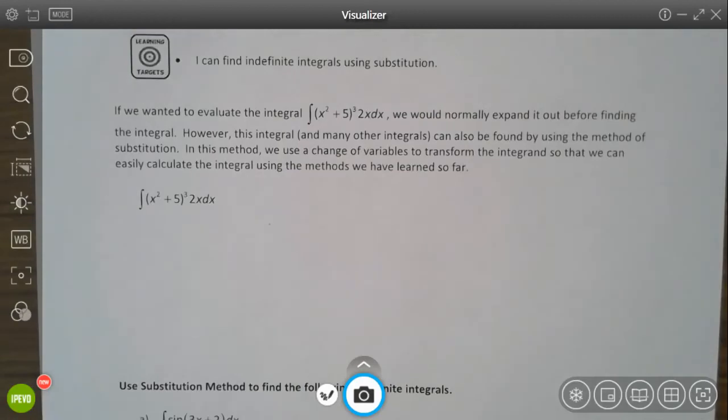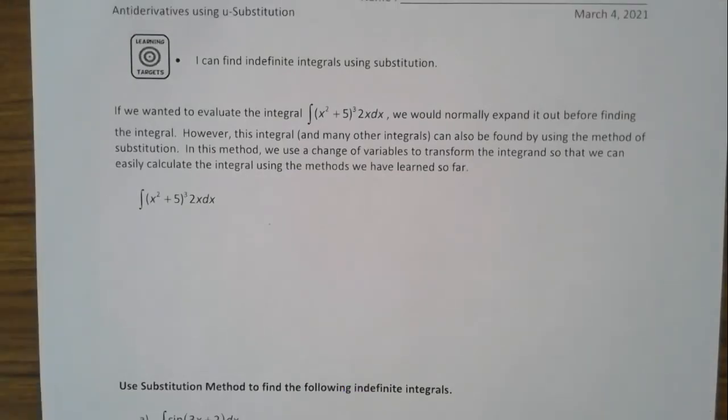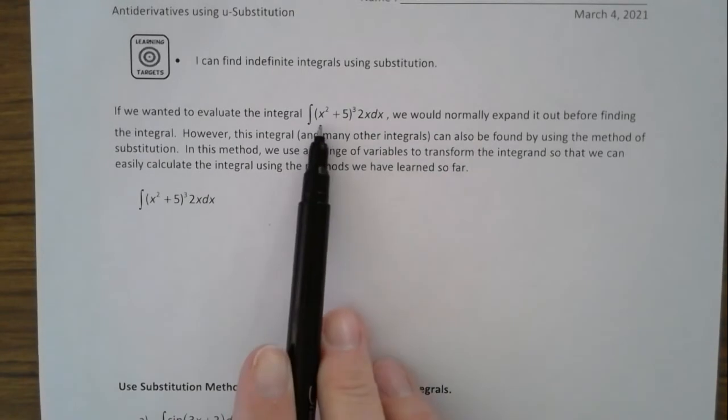Hi, everyone. So we've been talking about finding antiderivatives and evaluating integrals using the FTC. But the integrals that we've been doing so far have been relatively simple. I've been sticking to problems where we were able to just use a power rule to find the derivative or the antiderivative. But what happens if we have something a little bit more complicated?